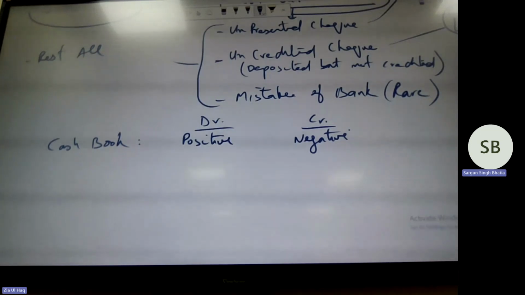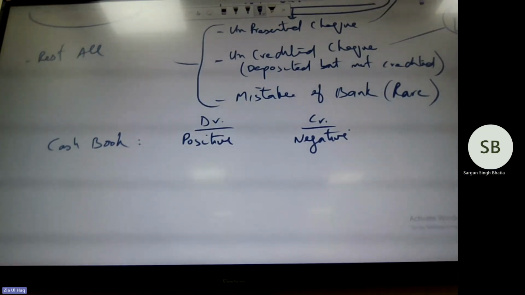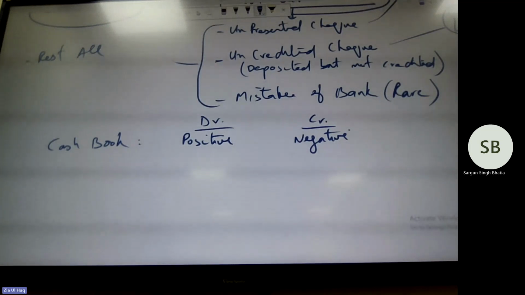Yes, sir. Any positive things happening in the cash book, meaning additions, will be debited to the cash book, and any negative thing happening, meaning any payments, will be credited to the cash book. If the cash book is having a debit balance, a positive balance, that will be debit. If the cash book is having a negative balance, that will be credit.